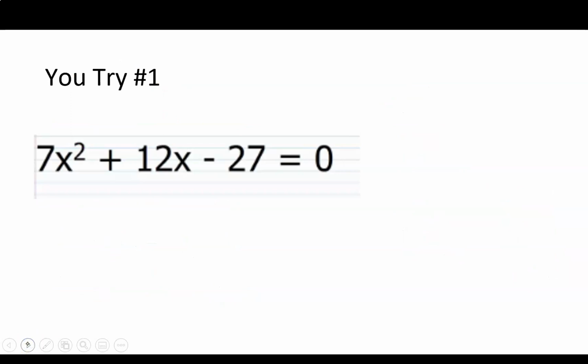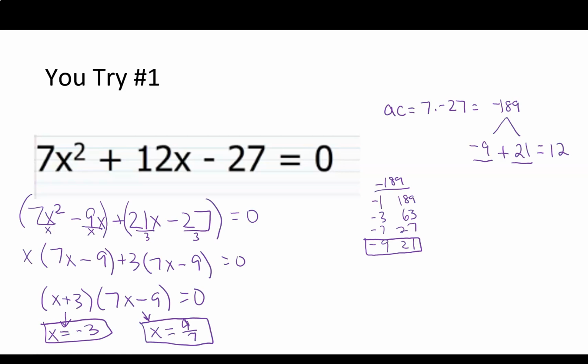Okay, so I want you to try this one on your own. Try it on some notebook paper, and I'm going to pause the video so you could do that. When I come back, then check your answer. Okay, if you did this correctly, you would have gotten x equals negative 3 and x equals 9/7.